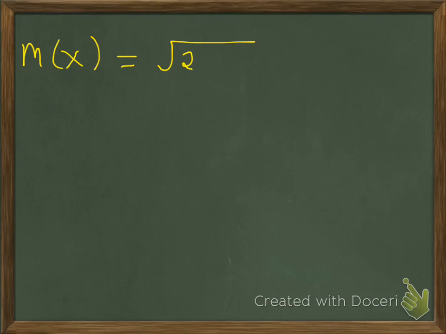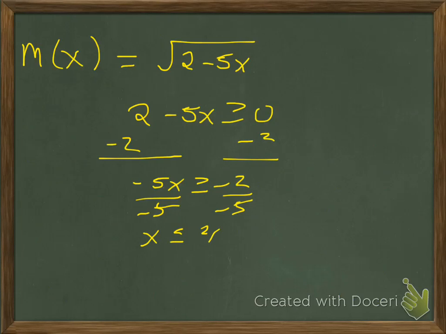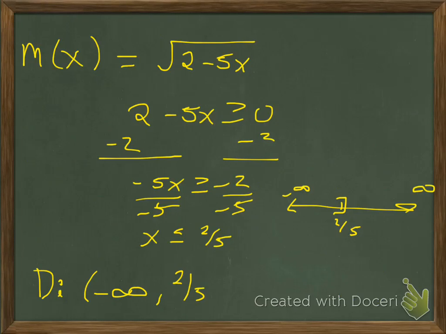So m of x equals the square root of 2 minus 5x. The square root is an even root, and the radicand is the 2 minus 5x. We want that to be greater than or equal to 0. So we would subtract 2 from both sides to isolate the minus 5x, and then we would divide both sides by negative 5, and because I divided by a negative, I have to flip the inequality. Okay, and I can draw my number line in to help things out. So our domain will be negative infinity to 2/5 with a bracket at 2/5, and that's all I need to do.